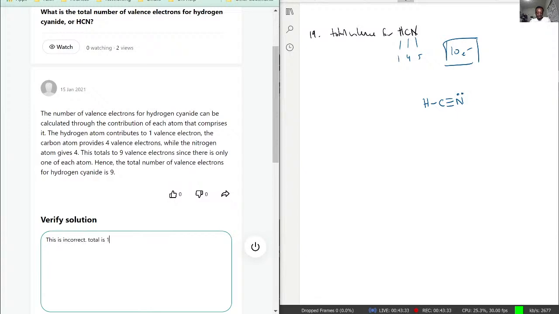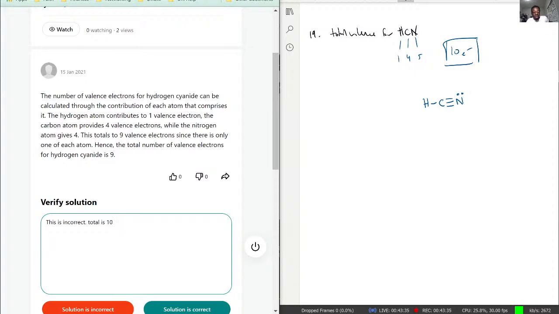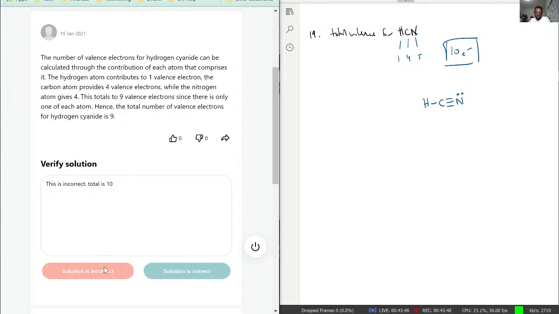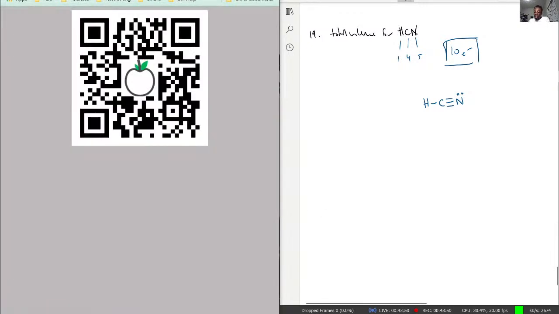Total is 10 because it seems that they thought nitrogen gives you 4, but instead it gives you 5. It's always good to just double check and make sure you're always referring to what column they're in, because usually the column they're in tells you the amount of valence electrons they will have. So with that, that is incorrect. And then let's move on to question number 20.